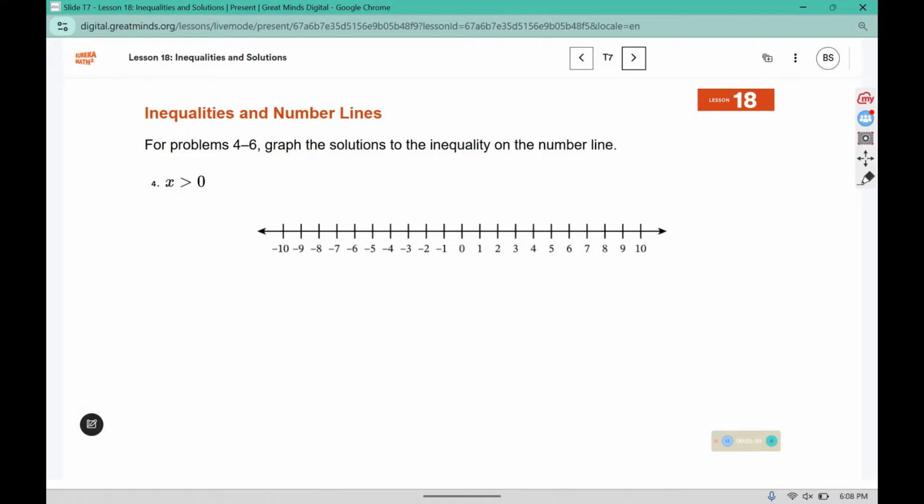For problems 4 through 6, graph the solutions to the inequality on the number line. So we're putting our dot open on 0 because we can't get to exactly 0. And it says x is greater than 0. So we want to point to the numbers that are bigger than 0. And those are all the values on the right side.